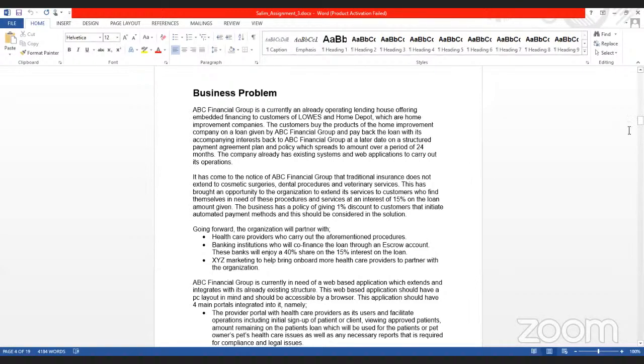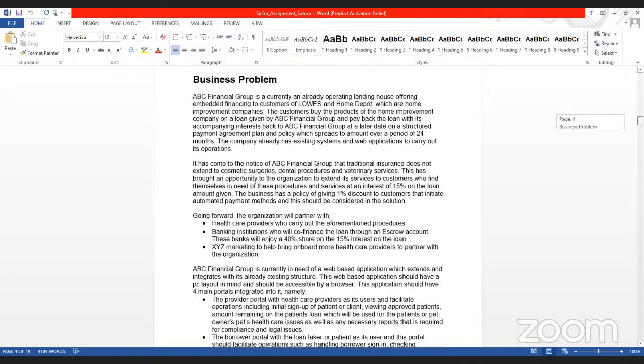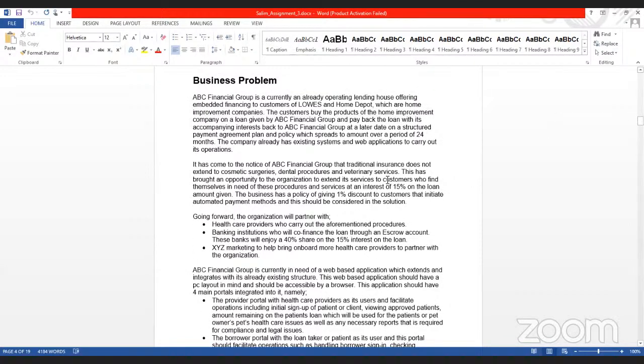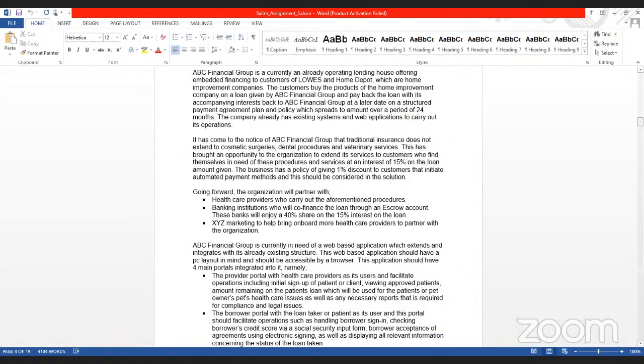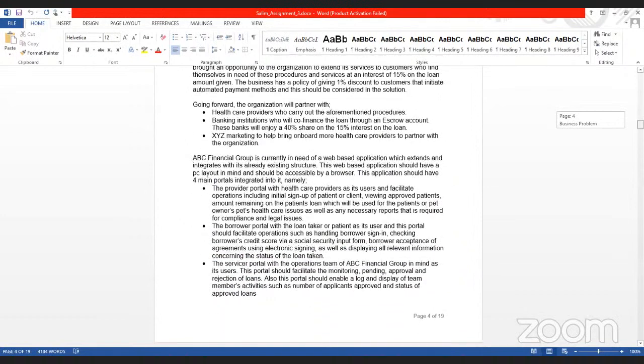Basically, that's it. And after observation, ABC has found out that in the healthcare industry, in the fields of veterinary services, medical, or should I say cosmetic procedures and dental services, it seems that the insurance companies do not primarily issue insurance over there, and there is a market there to be captured. And so they have taken measures to move into that particular industry. And that is the reason why they have reached out to us. So going forward, they plan to partner with healthcare providers who will carry out the aforementioned procedures. So that is their goal.